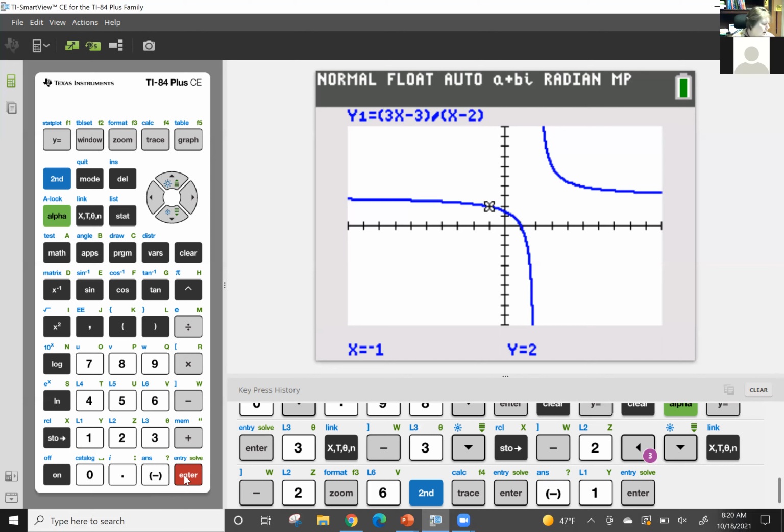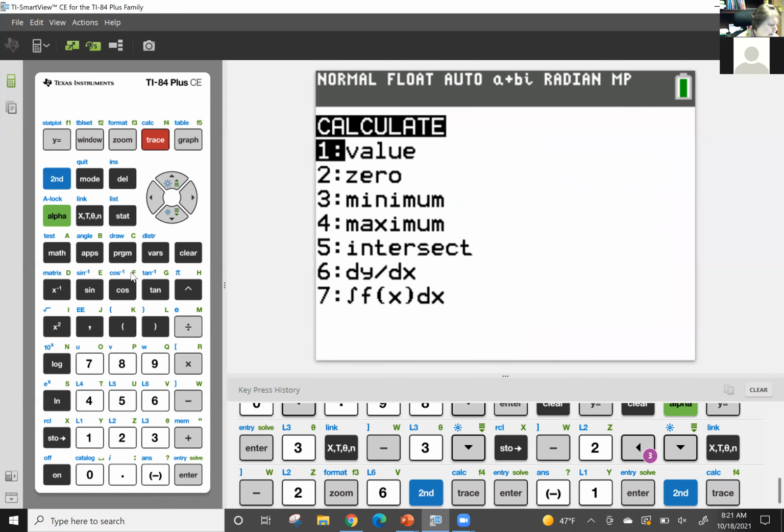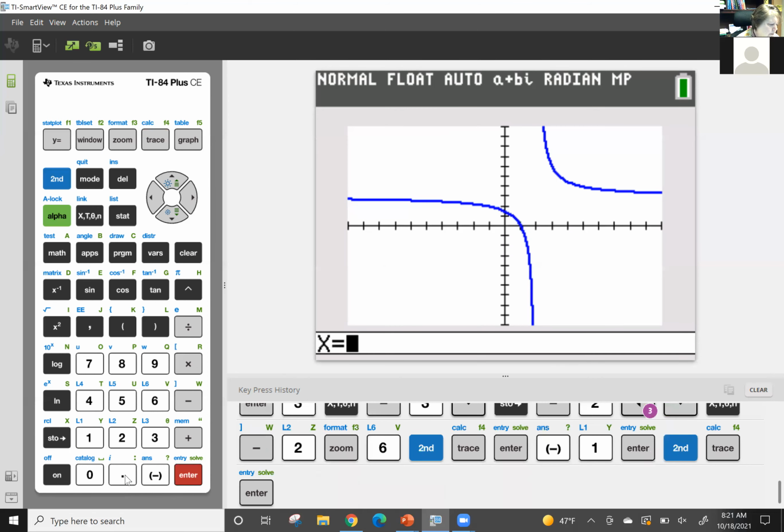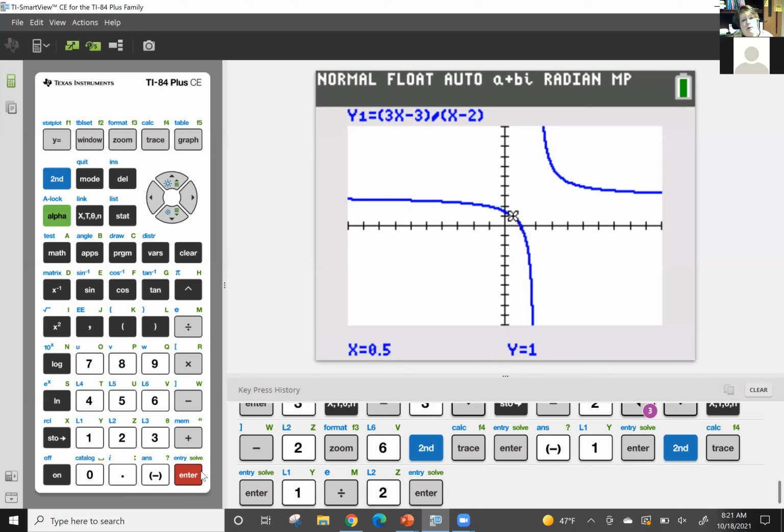Type that into MyMathLab. They wanted you to find it like at -1/2. So go second, calc, value, -1 divided by 2. And it's 1. So all these values in this table you can find using your calculator. Now you can also plug them in to the function and find the value. It's just kind of easier at this point in your career to use your calculator.